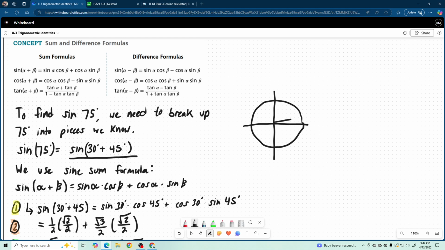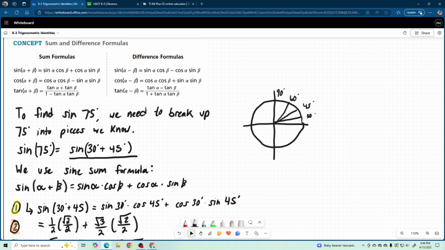But we know 30 degrees, right? We know 45 degrees. We know 60 degrees. You might use 90, it's possible, right? But these are going to be the main ones we focus on. And what we're going to do is add or subtract any combination of these numbers because we know the exact values at these numbers, right?